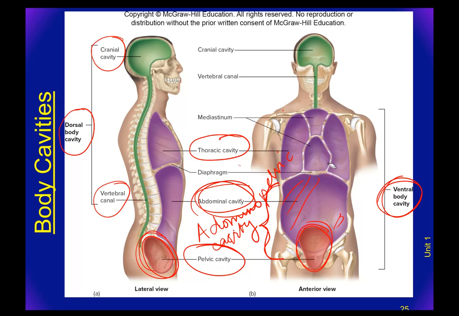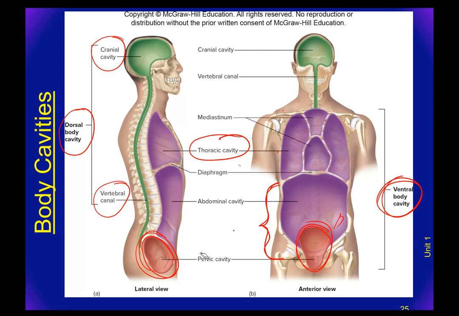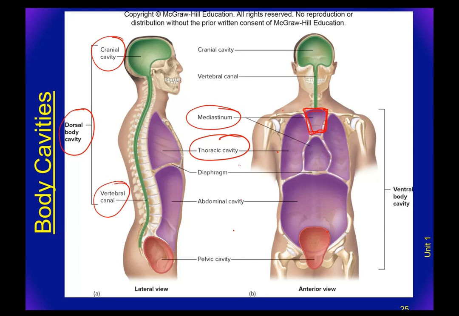Now, I'm going to erase all this so I can start working on the top here. The thoracic cavity actually has several cavities within it. This little kind of weird square is called the mediastinum. The mediastinum holds part of the esophagus, part of the trachea, the thyroid, sorry. It's above the heart.